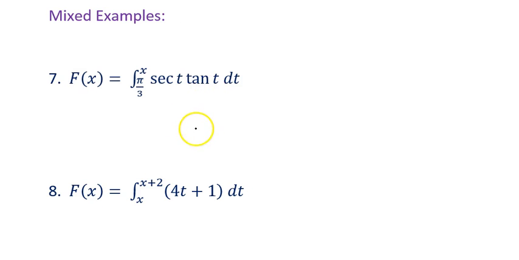Okay, so let's do some mixed examples. Our first example, we have a bottom limit that is just a number. It happens to be pi over 3, but it is a number. Top is a plain x, so all I have to do is plug in x. So I'll have secant of x, tangent of x.